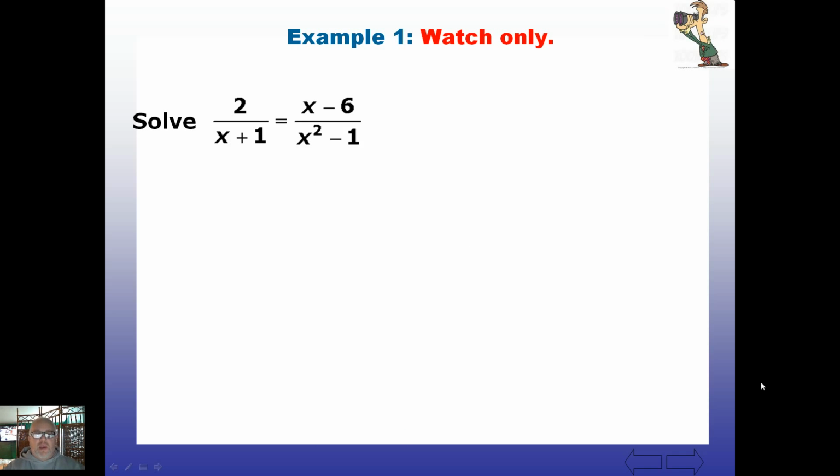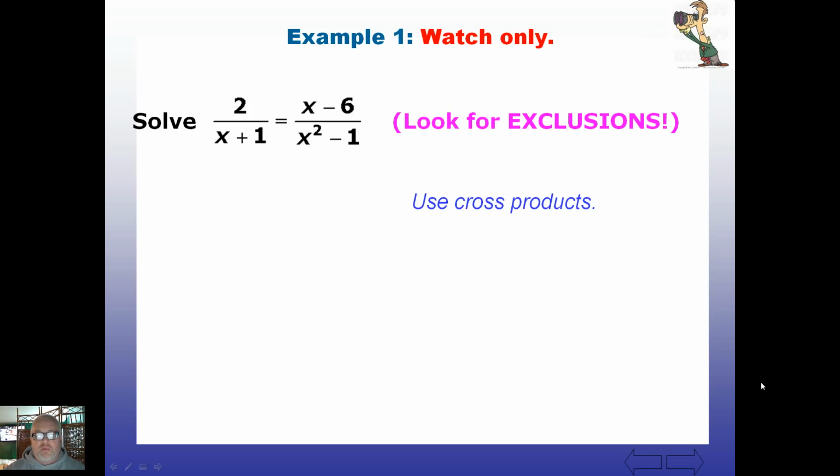All right, so just sit back and watch this one. Let's take a look. I've got 2 over x plus 1 equals x minus 6 over x squared minus 1, which you might recognize as equal twins, or difference of squares, yes? So let's just do what we know how to do. We are going to look for exclusions here, because I've got some variables in the denominator.